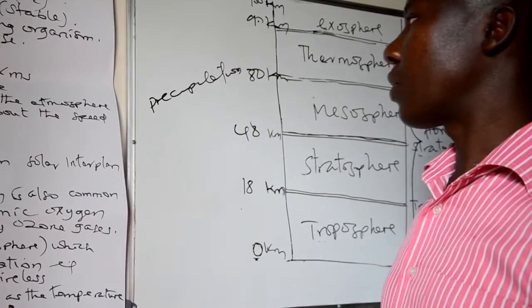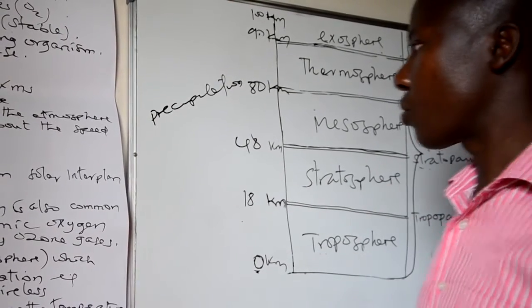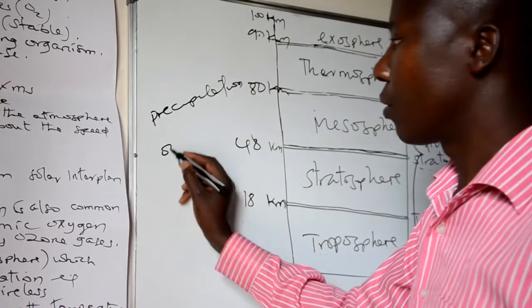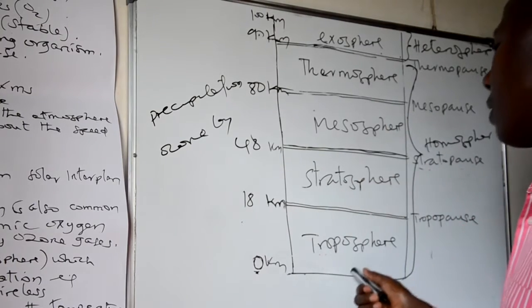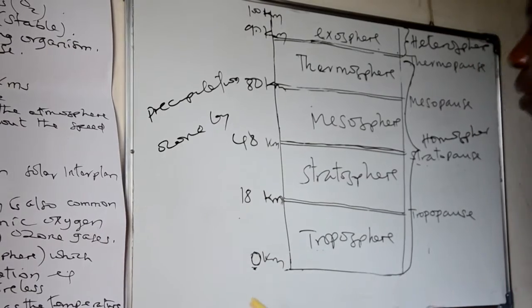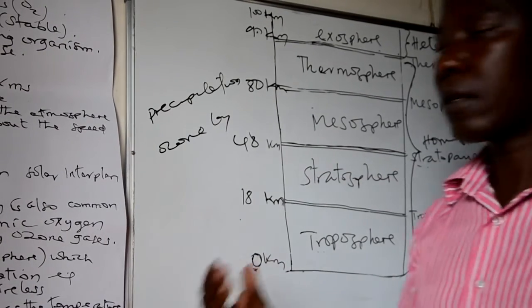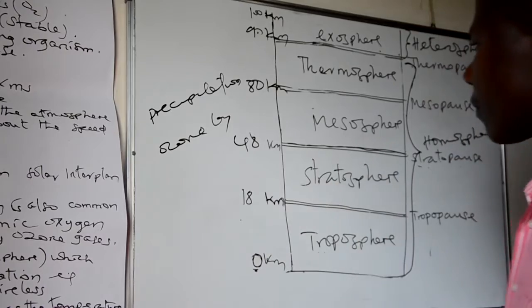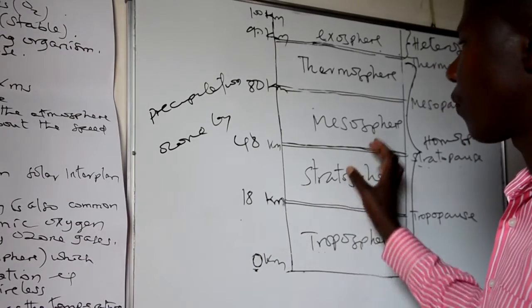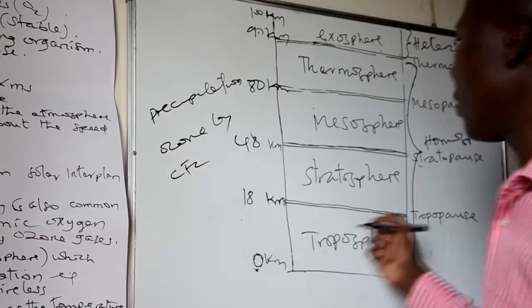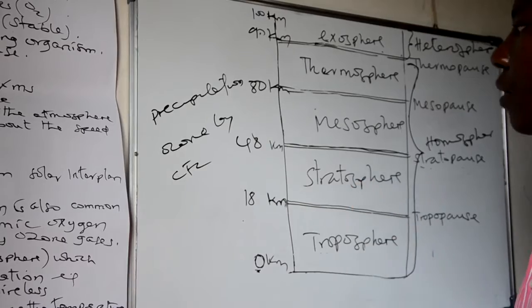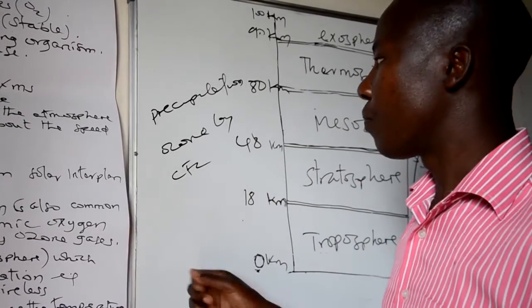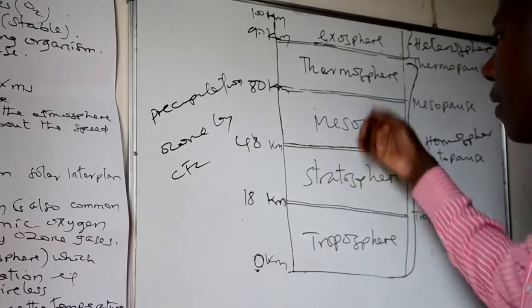Another function is to prevent the direct penetration of sun rays. As I told you, the ozone layer is found in the stratosphere, and it prevents direct penetration of sun rays from the sun. Therefore, wherever this ozone layer is destroyed by gases, for instance chlorofluorocarbon, the direct penetration will increase on the surface and cause global warming. Therefore, a function of the atmosphere is preventing the direct penetration of sun rays.